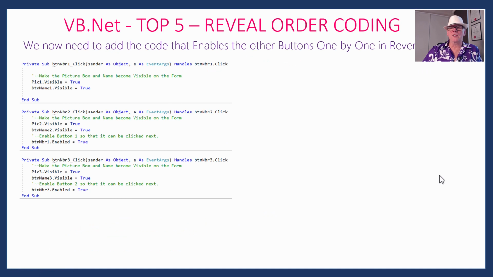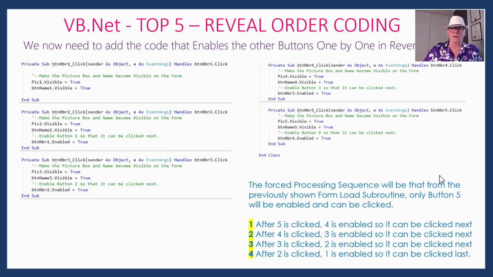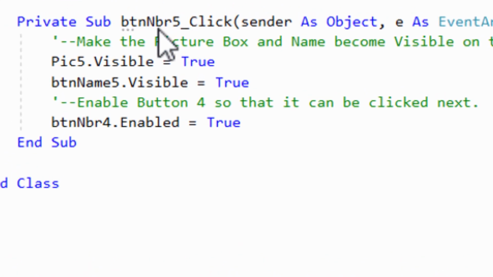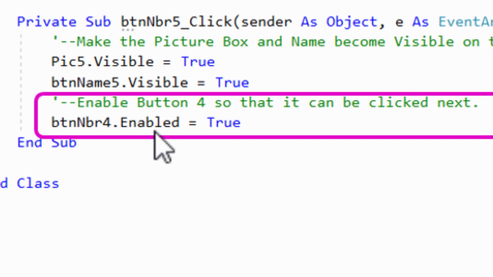All right, now we just have to do similar things one by one to the other buttons in reverse order. So the first thing is, after 5 is clicked, 4 is enabled. So here's the code for button number 5. Notice we've got down here btn4.Enabled = True.